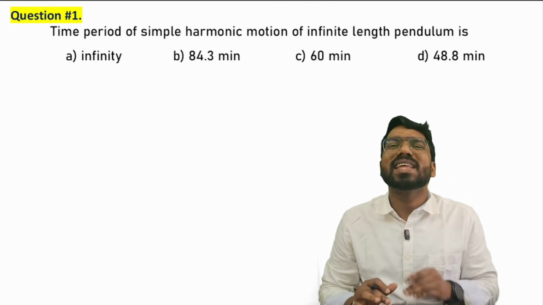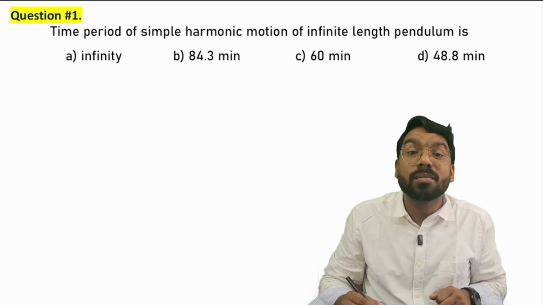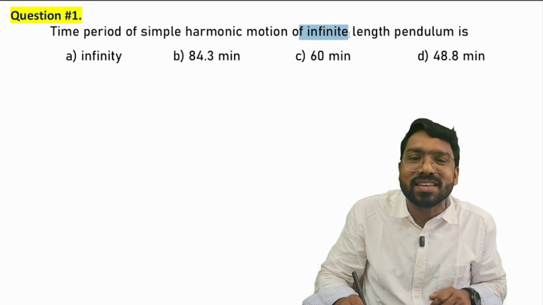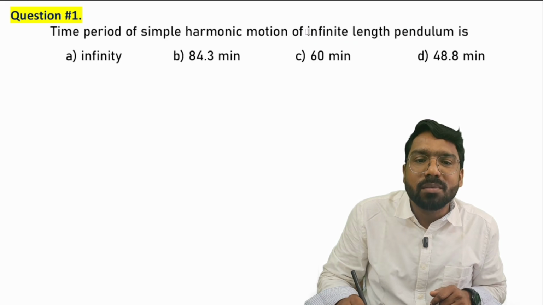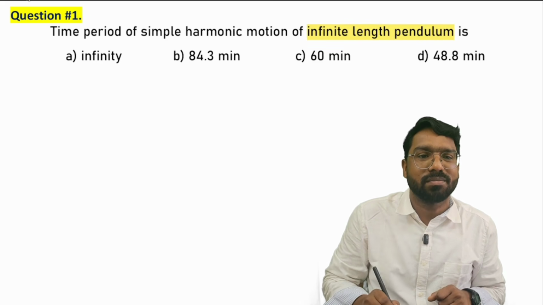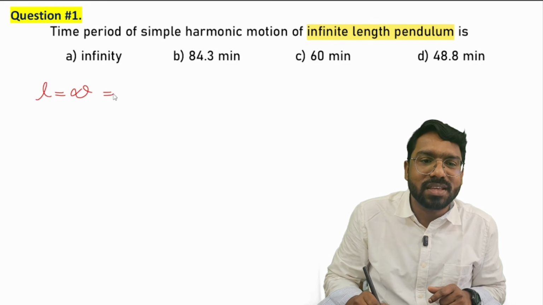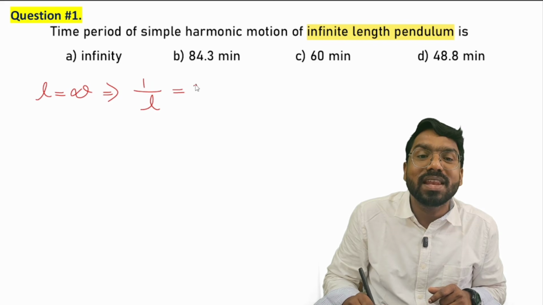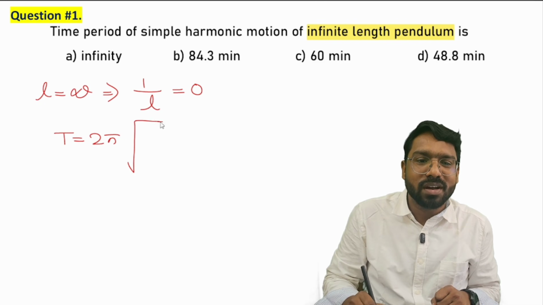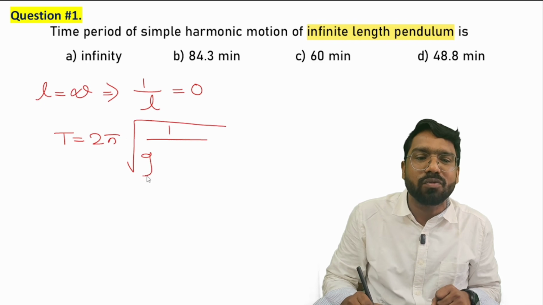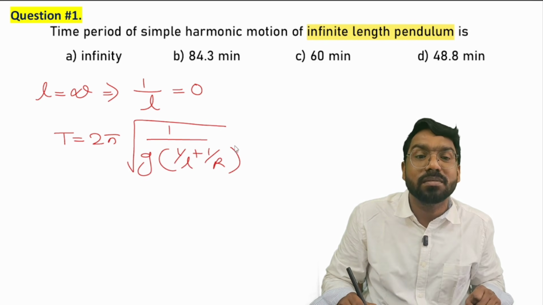Now we can do 3 questions based on the concept that we already discussed. Question number 1. Time period of simple harmonic motion of infinite length pendulum. How to find? Length is infinity, so length is not defined, which means 1 by L is 0. Then what will be the equation? T equal to our equation, the equation that we proved, 1 by G into 1 by L plus 1 by R. Here 1 by L becomes 0.